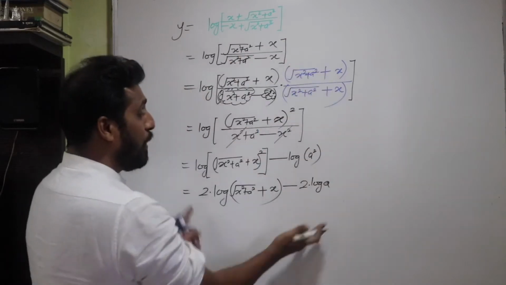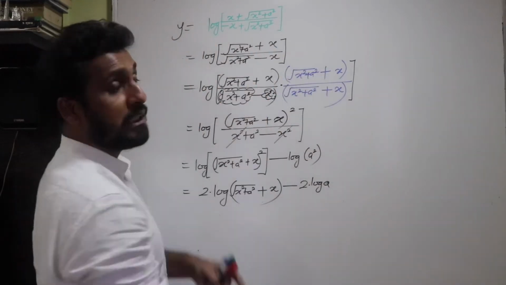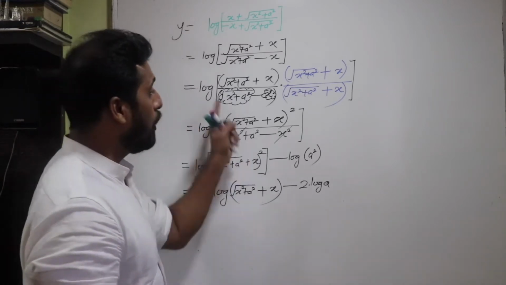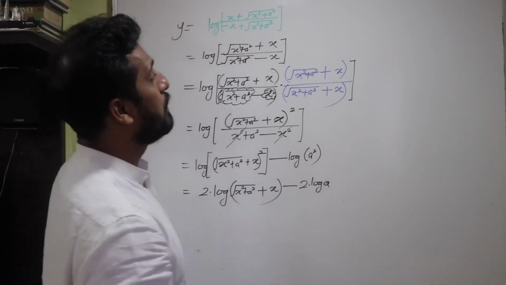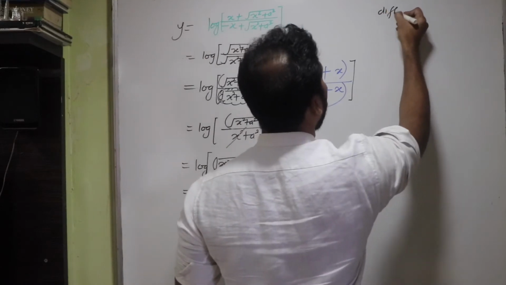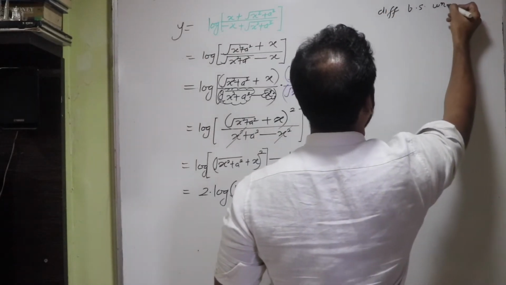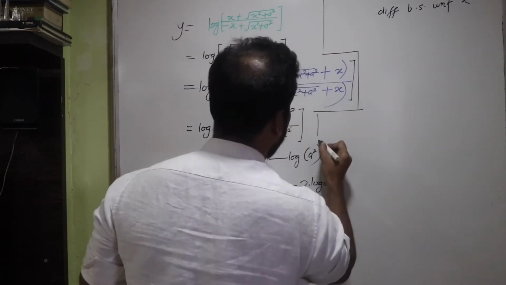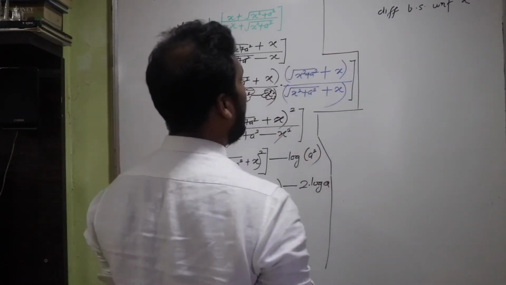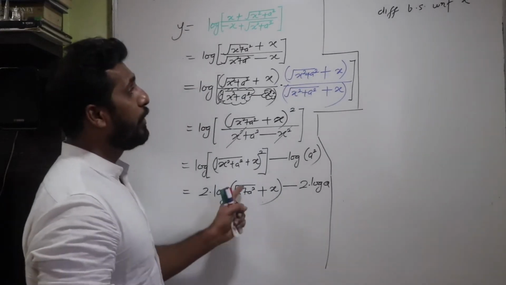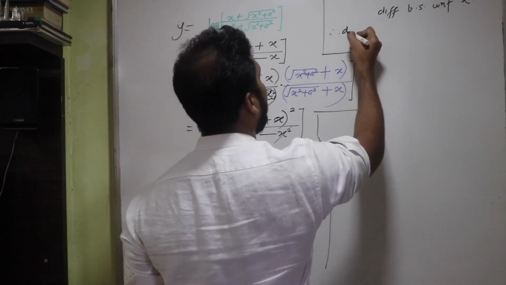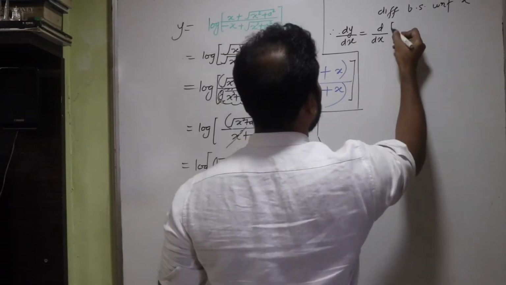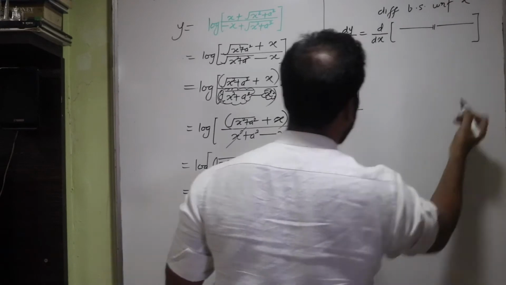So that's a simplified form of a very big question. See, it's a very simplified form, isn't it? Now we are going to proceed further to get the derivative of this function. So now I'm going to write differentiate both sides with respect to x. So let's get the derivative of the given function. Okay, so I'm going to differentiate both sides with respect to x. So I get dy by dx is equal to d by dx of whatever is present in the previous step.